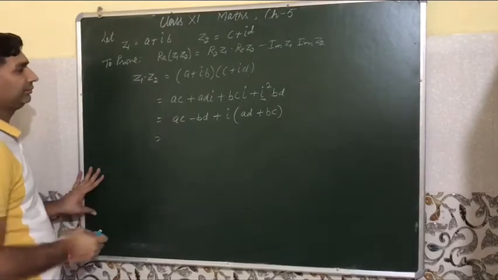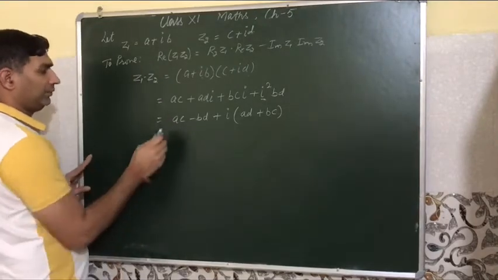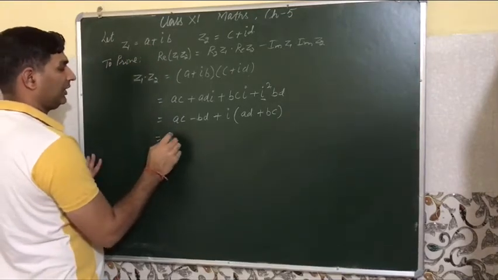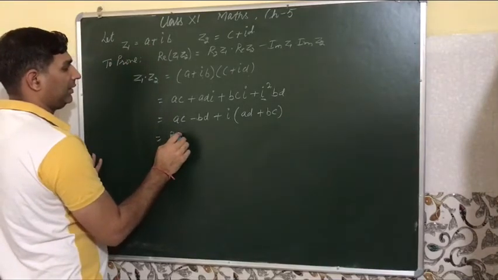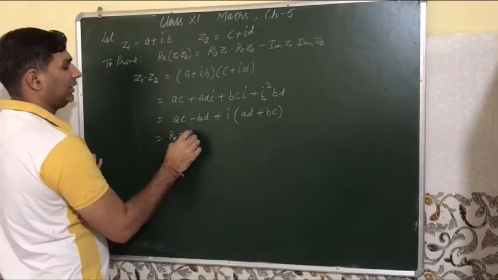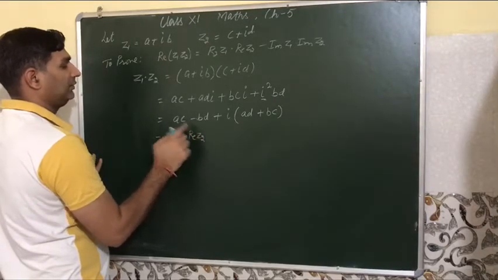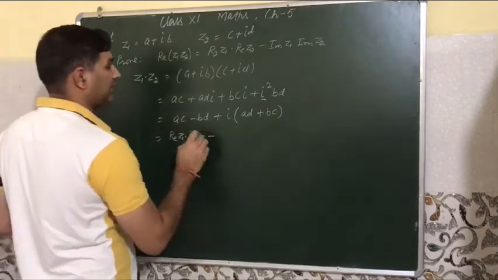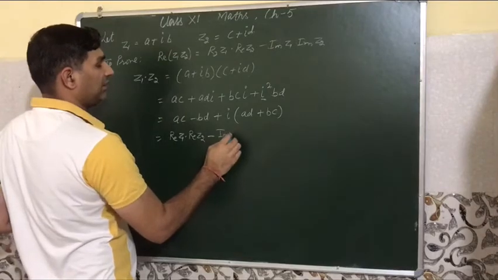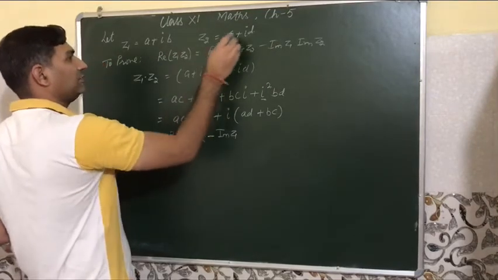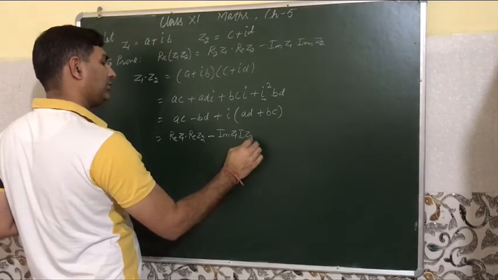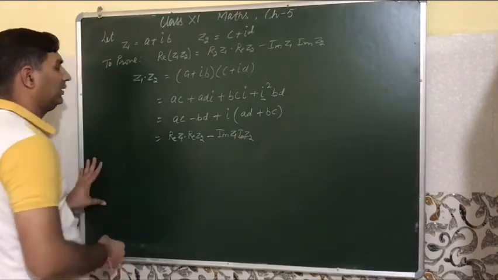Here a is the real part of z1, and c is the real part of z2, so real part of z1 into real part of z2. Minus b, where b is the imaginary part of z1, and d is the imaginary part of z2. Then let's prove.